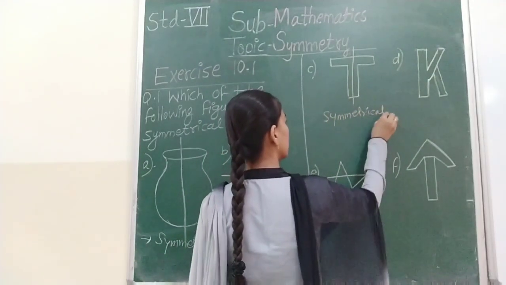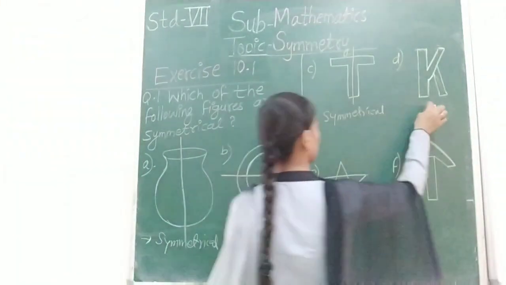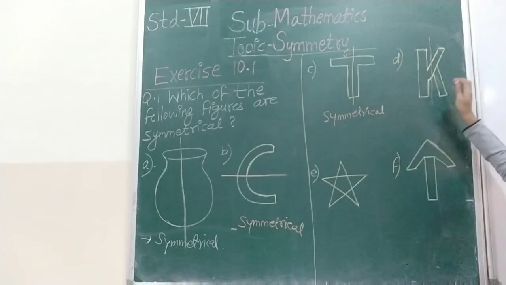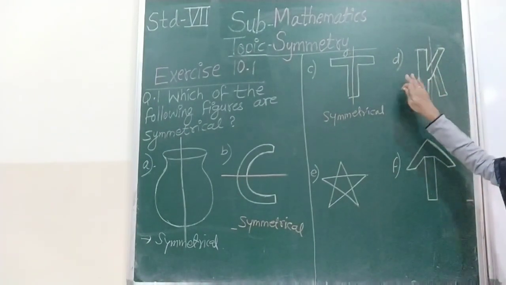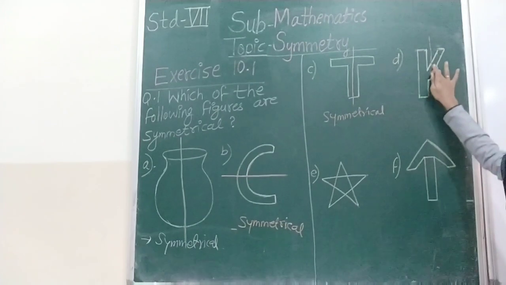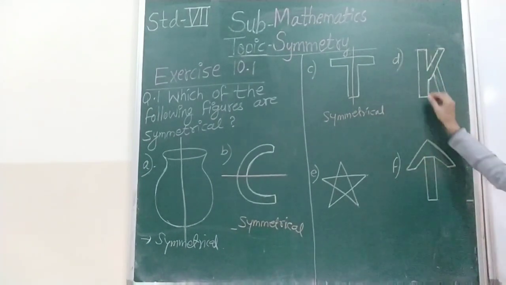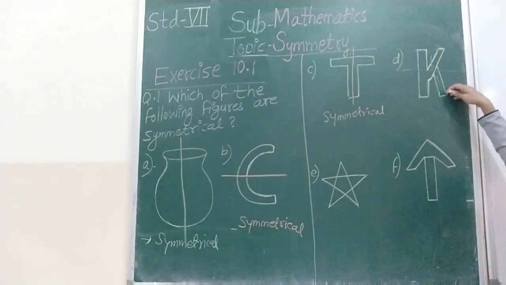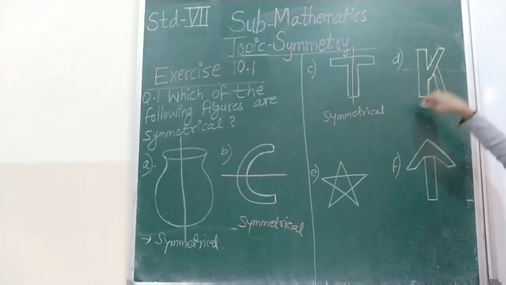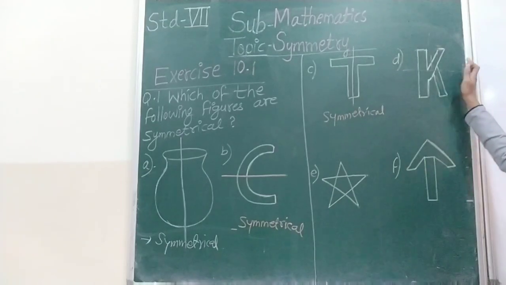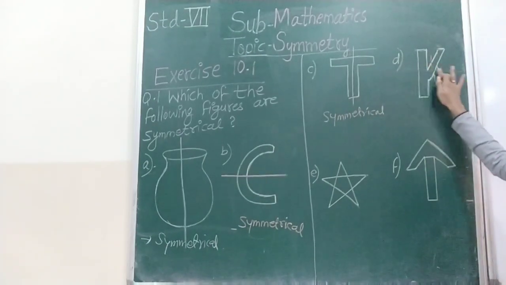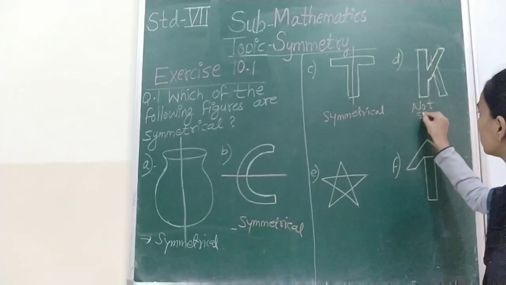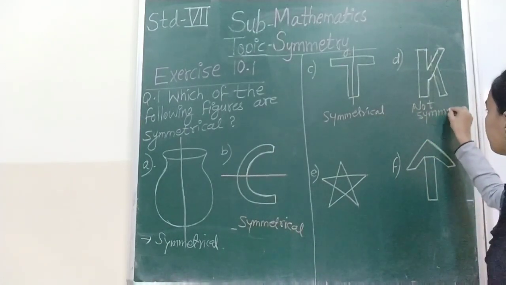Understand? Now see the letter K. What happens if I draw a vertical line? Does it give the same part on both sides? No, that means it is not symmetrical around a vertical line. Now what happens if I draw like this? If I draw from any side, it doesn't give a symmetrical figure. Okay, that means it is not symmetrical.